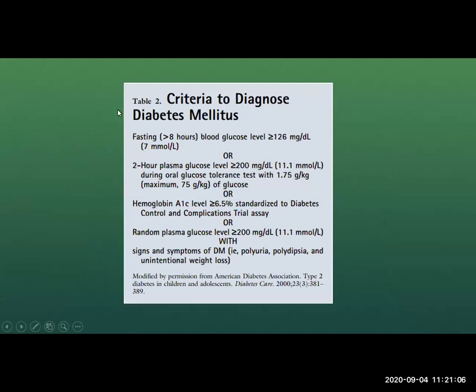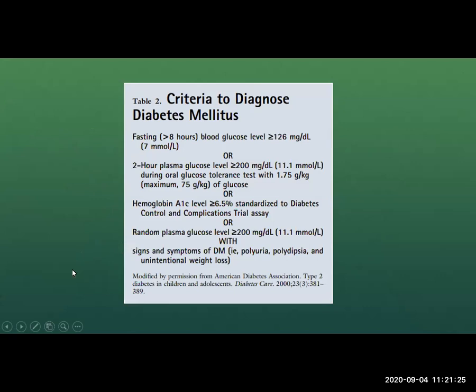Right. So the criteria are the same, as I said, for type 1 and type 2. So fasting blood sugar greater than 126, 2-hour OGTT greater than 200, random glucose greater than 200, or A1C greater than 6.5, with the signs and symptoms.